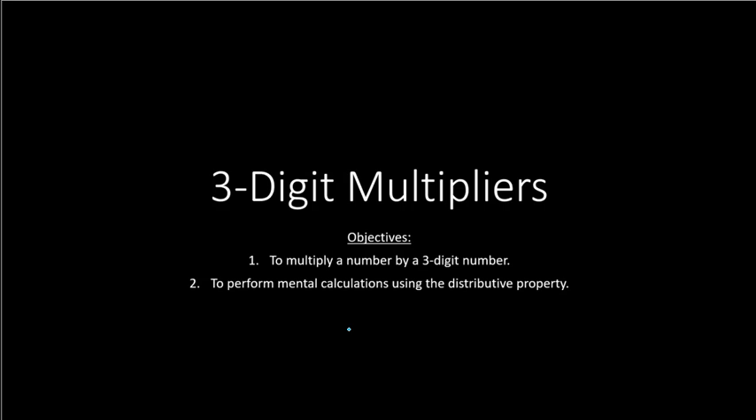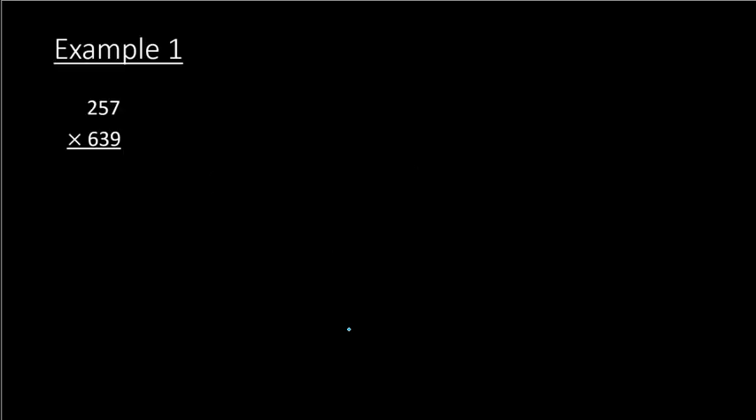Because what we're doing today with 3-digit multipliers is really the same thing, but we're going to add one extra line of numbers. So what we have here is 257 times 639 for example 1. All right, so to do this, we're going to take this 9, the 3, and the 6 and multiply it by the 257 up here. So just like with 2 digits, we're going to go through the same process where you multiply each of these digits down here by the number on the top. So you begin by multiplying the 9 by 257.